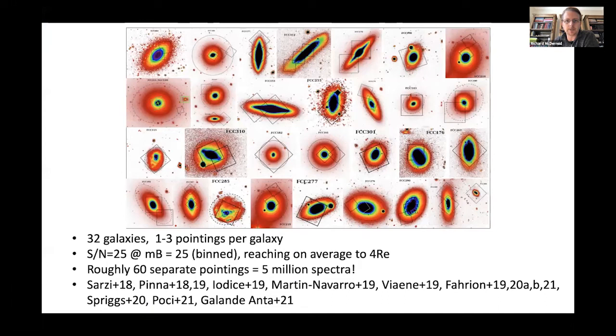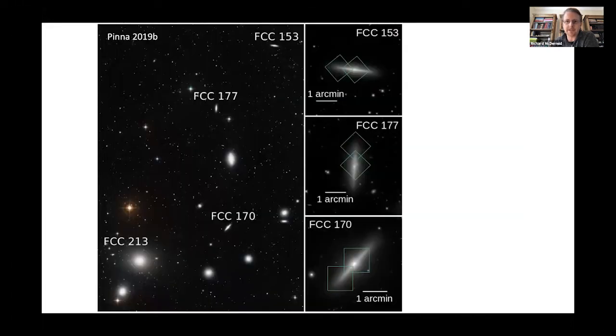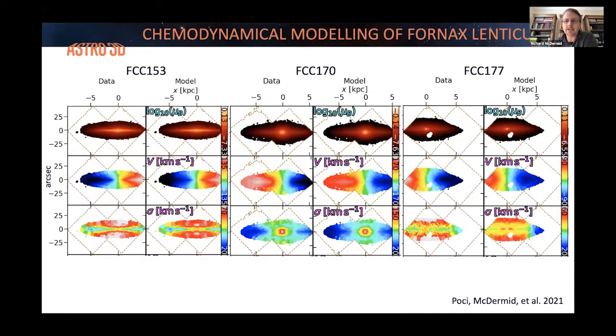So here are the objects with all the MUSE pointings indicated. A few facts and figures there about the survey, but basically I want to zone in on 3 galaxies that are quite comparable to NGC 3115. And that's FCC 153, 177, and 170. These are 3 rather edge-on lenticular galaxies. And that edge-on nature makes it a bit easier and less uncertain, let's say, to do this kind of dynamical modeling because the disk projection is better constrained.